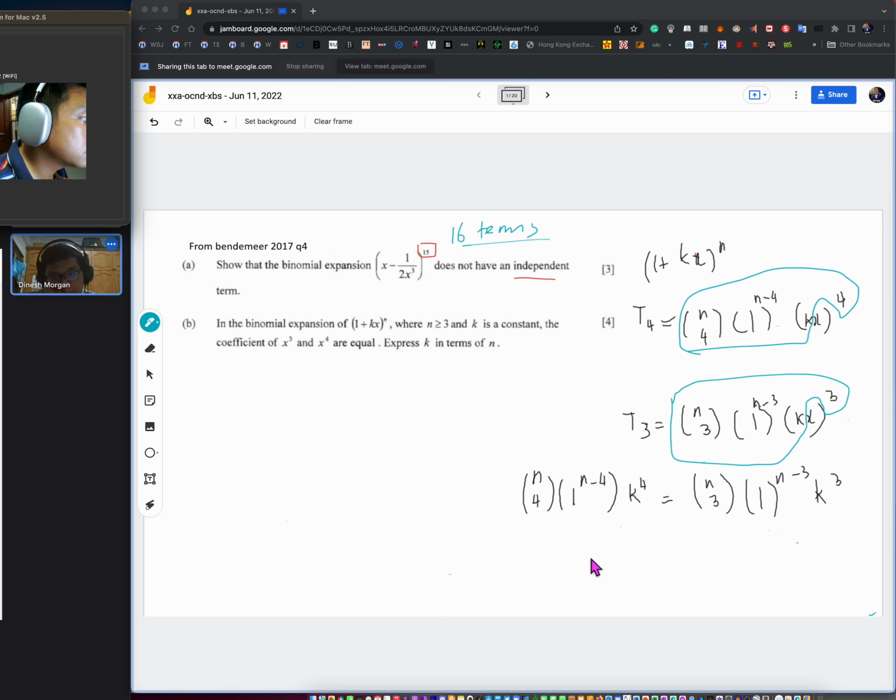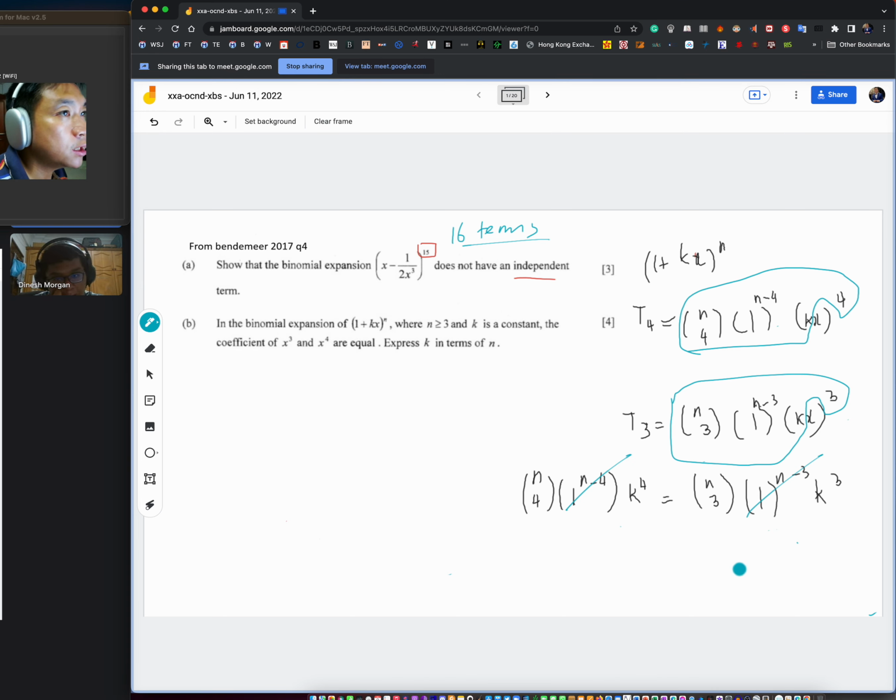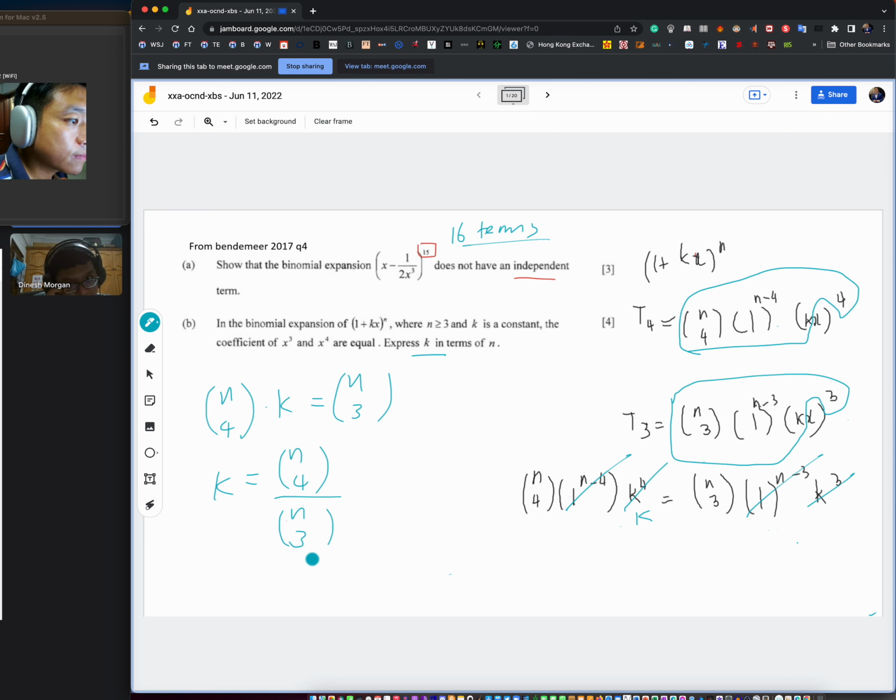Hmm. So I think this one you can cancel because 1 to the power anything is 1. And this one and this one, you end up with k only. So all you need to do is n choose 4 times k equals n choose 3. And you need to find k in terms of n, so k equals n choose 4 divided by n choose 3. From here, you need to make use of the formula. Do you still remember the formula from yesterday?